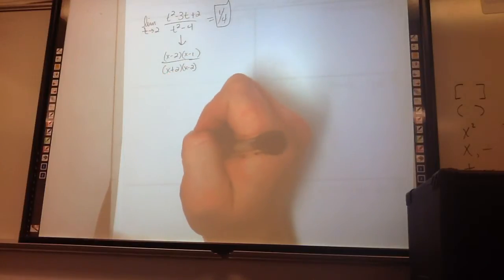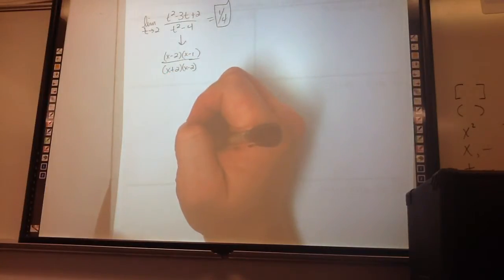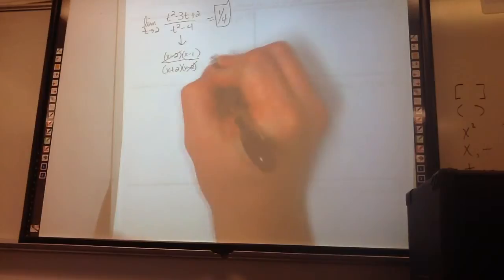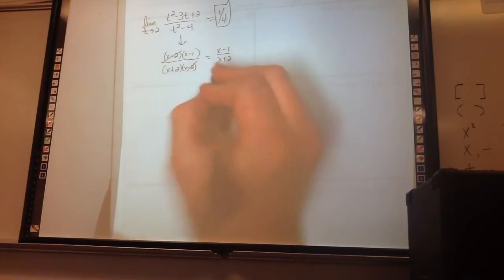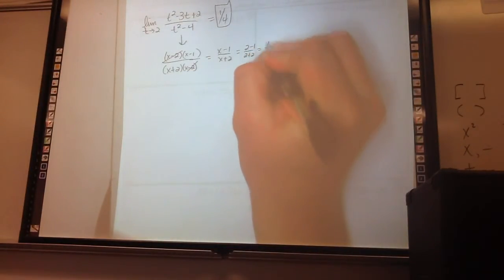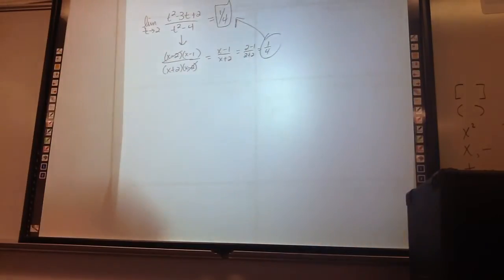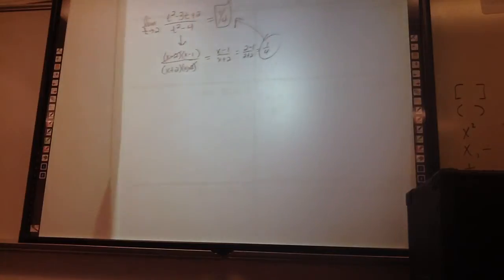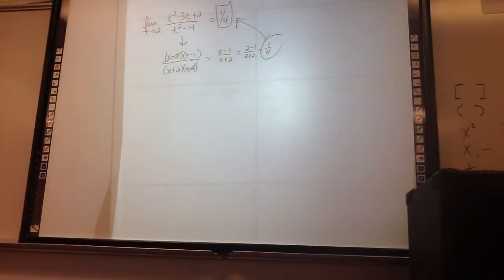What happens? You can get rid of the x minus 2's. They're gone. I have x minus 1 over x plus 2. Now can I plug in 2? Yeah. And what do I get? 1/4. So we did it graphically and algebraically and we got the same thing.